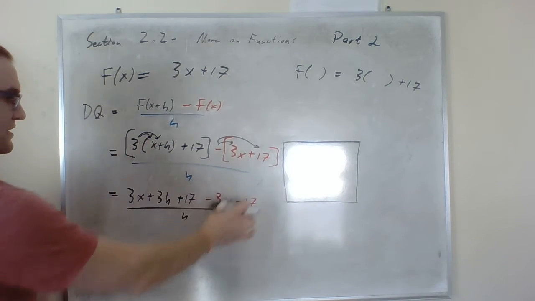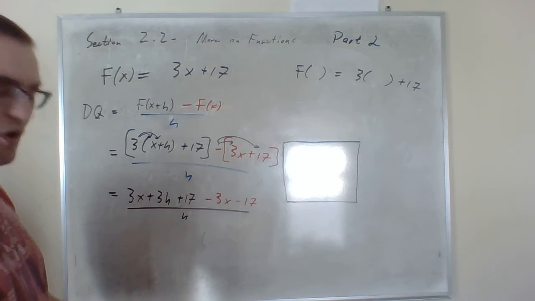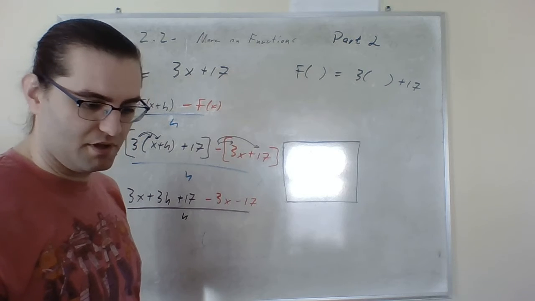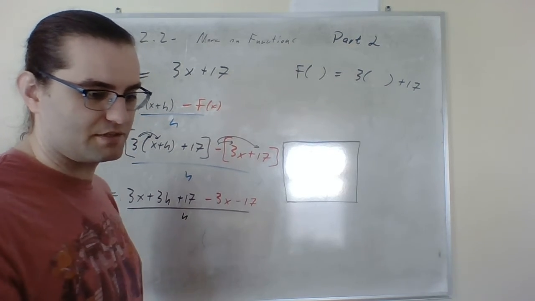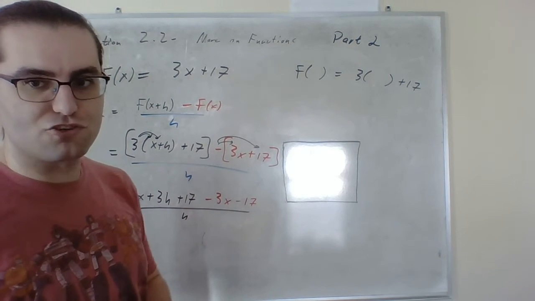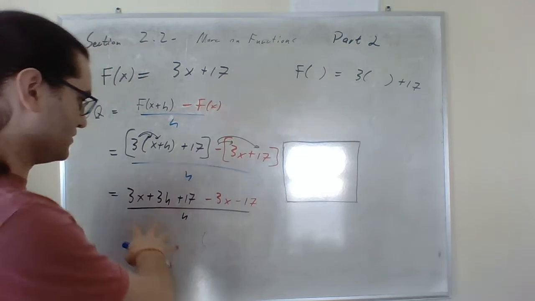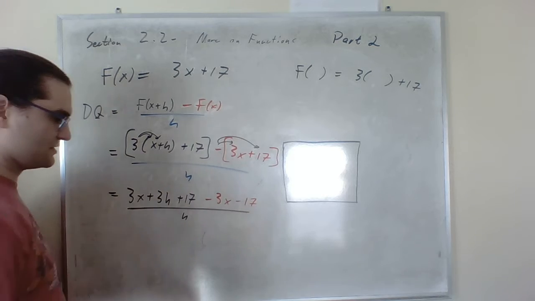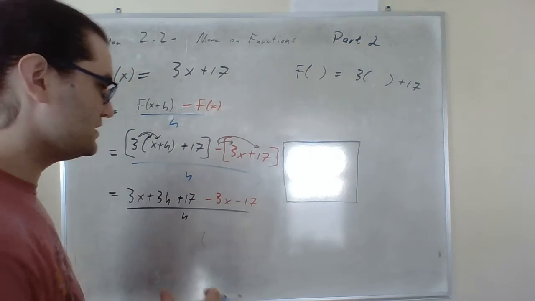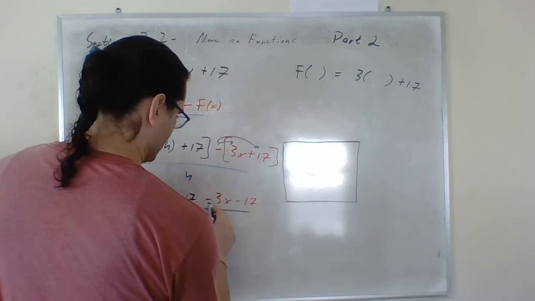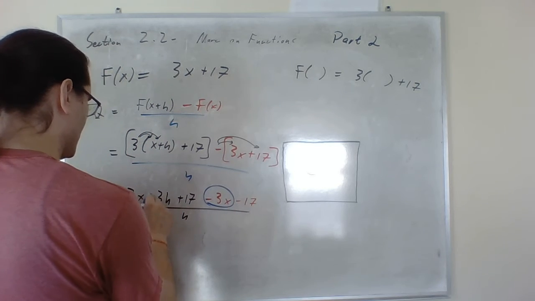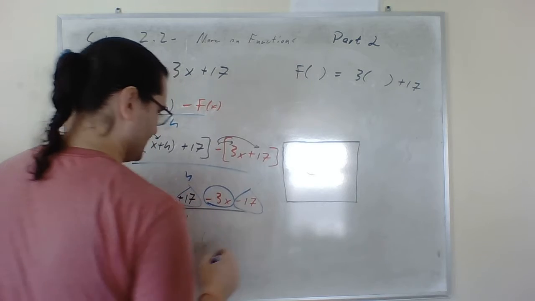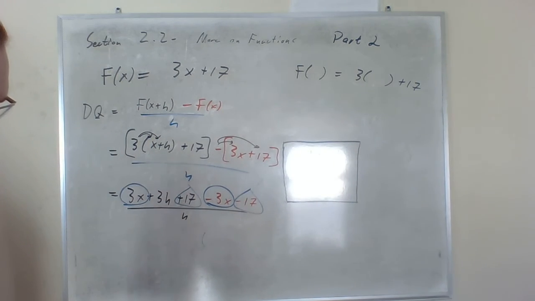I wanted to keep writing this in red because once you have finished the distribute everything step, the next step is that a lot of things should cancel. Because this kind of looks like a mess right now. We have a weird rational thing with 5 pieces on the top, but this cleans up really nice. 3x and 3x cancel. Positive 17 and negative 17 also cancel.